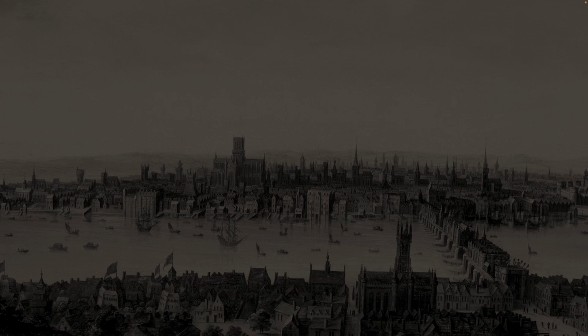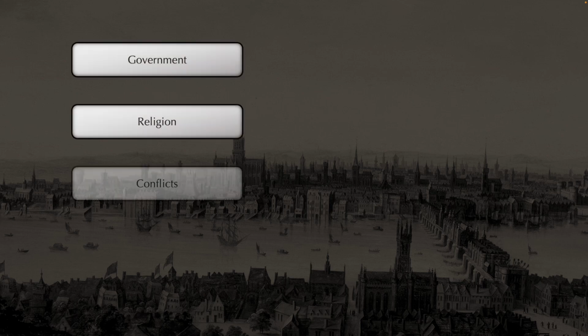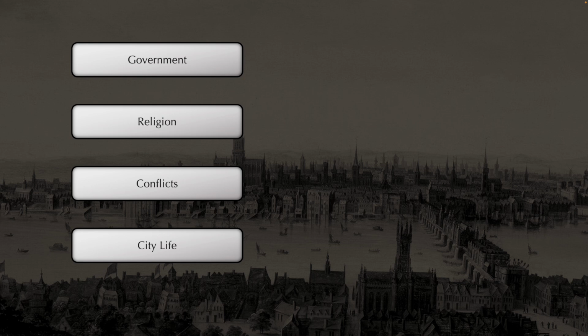background, and I don't want to spend a lot of time on this, but there will be four areas that will provide some context for understanding Shakespeare and his plays. And those areas are government, religion, conflicts, and by conflicts I mean major military engagements, and city life.